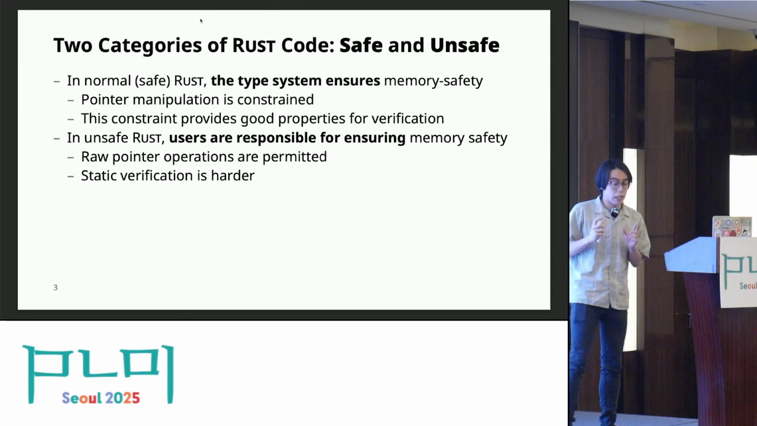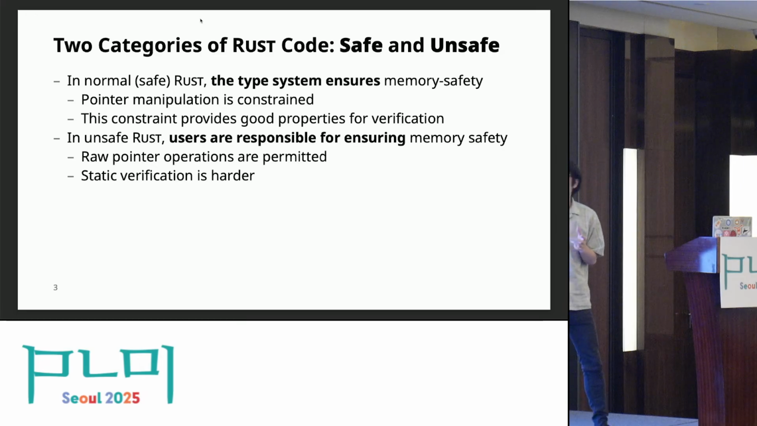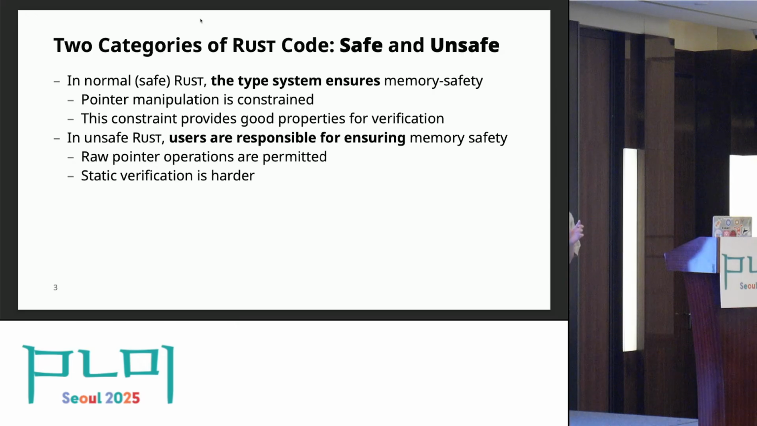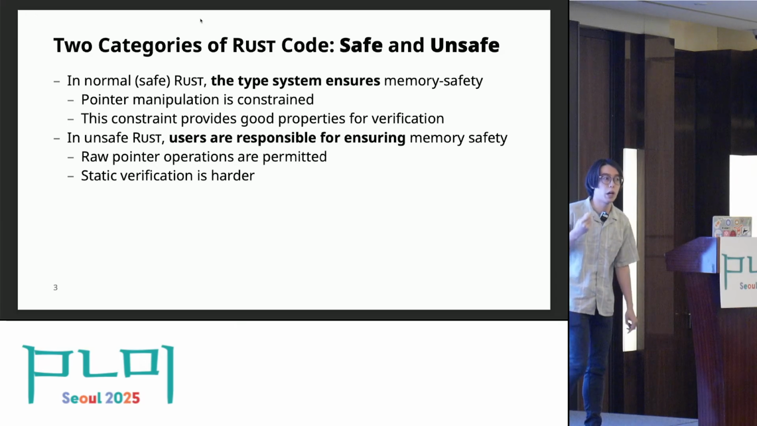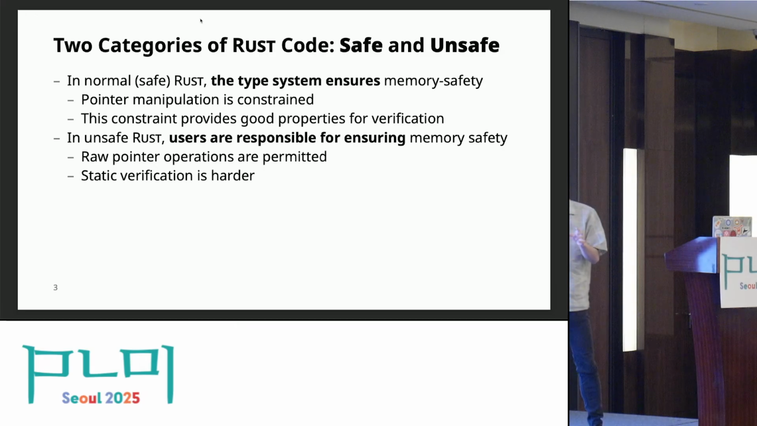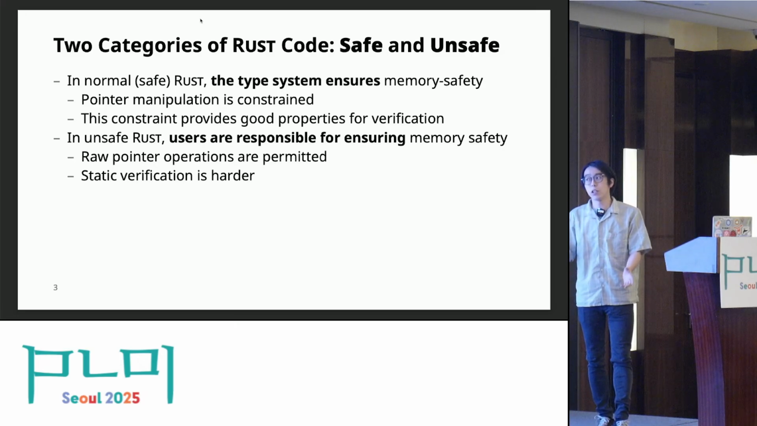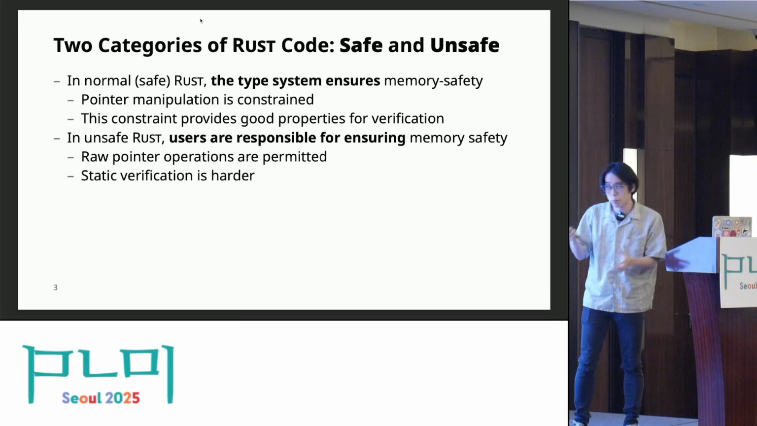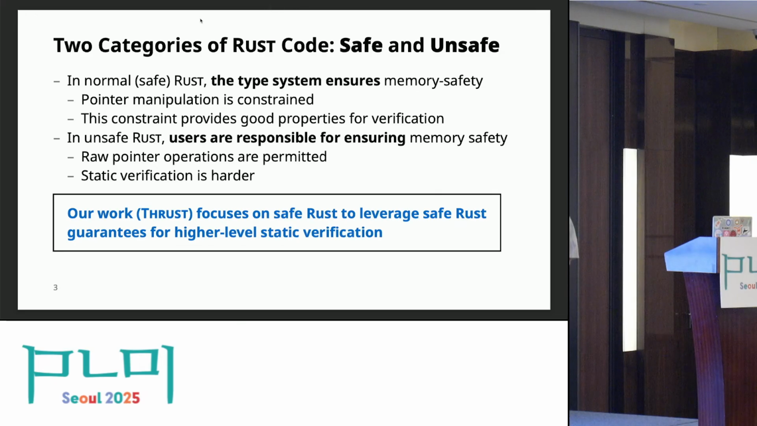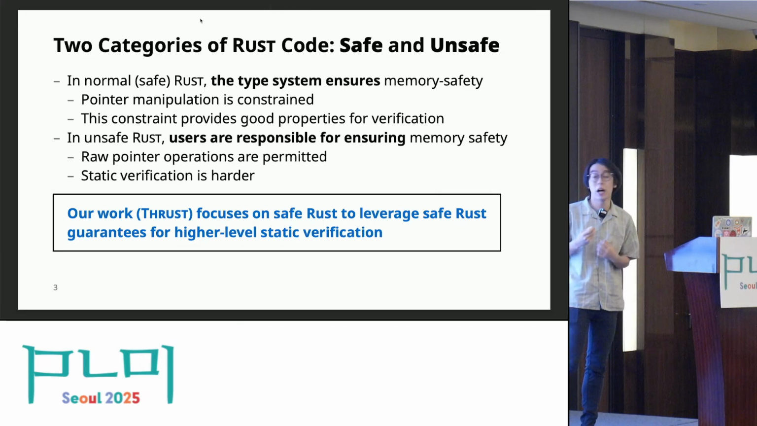In normal Rust, what we call safe Rust here, the Rust type system ensures memory safety for us by constraining pointer manipulation operations. That constraint provides good properties for higher-level static verification. On the other hand, in code fragments that are explicitly marked as unsafe, users are responsible for ensuring memory safety. So low-level pointer operations are permitted, and that makes such verification harder. Our work focuses on safe Rust to leverage Rust's guarantees for higher-level static verification.